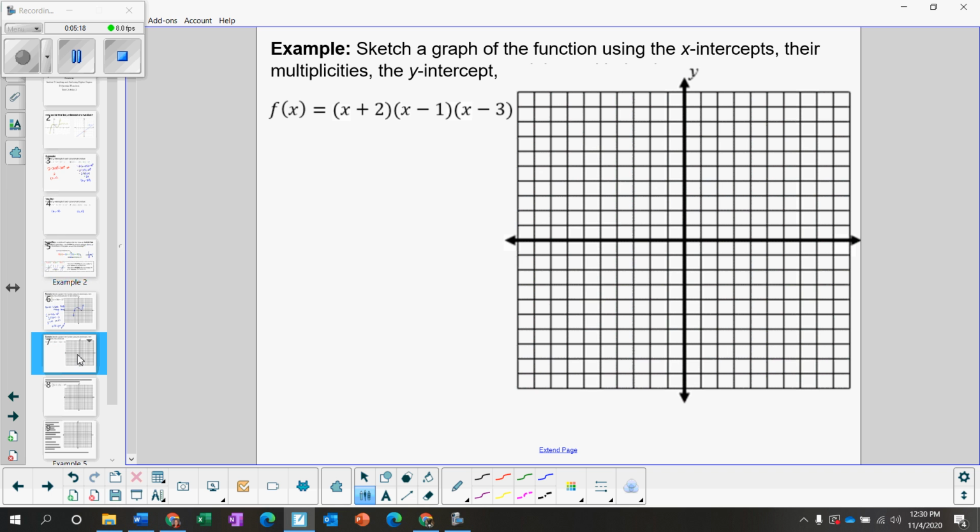All right, next example, same idea. My zeros are -2, +1, and +3. So -2, +1, and +3. And all of them had a multiplicity of 1, which means they go through all.